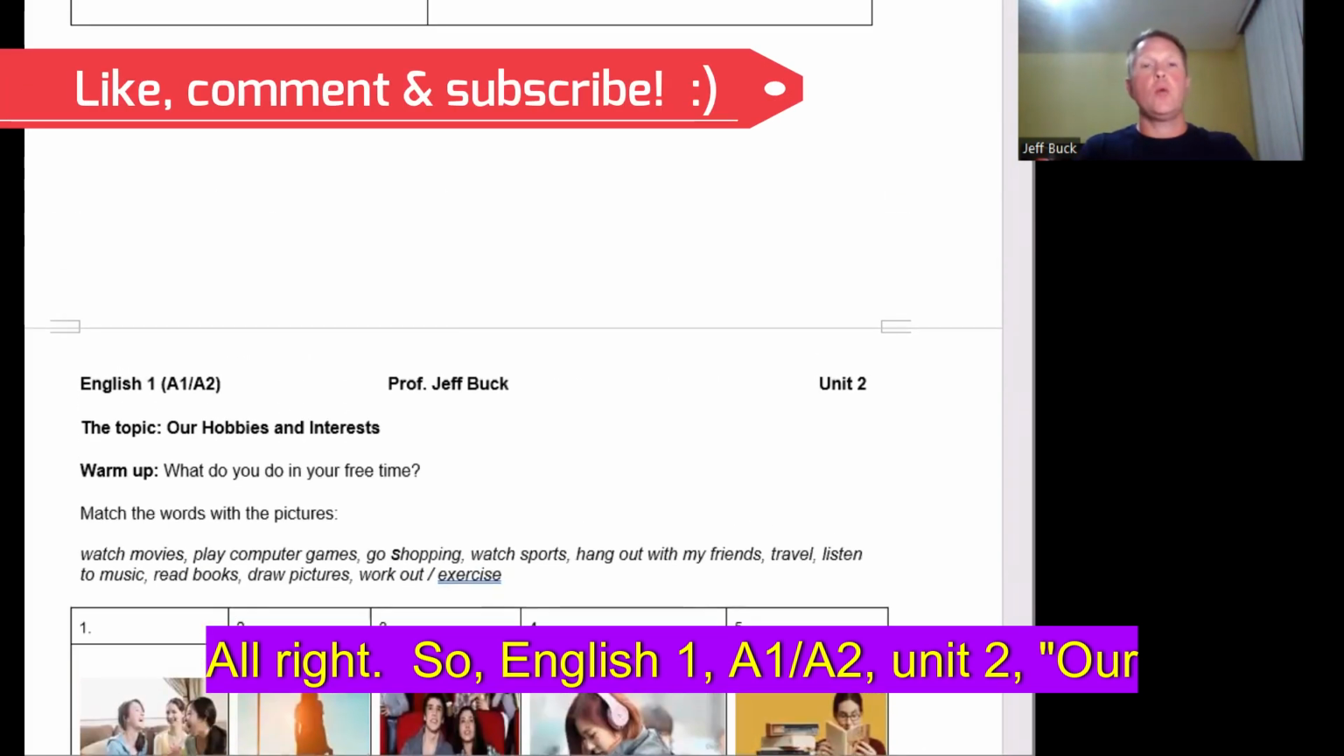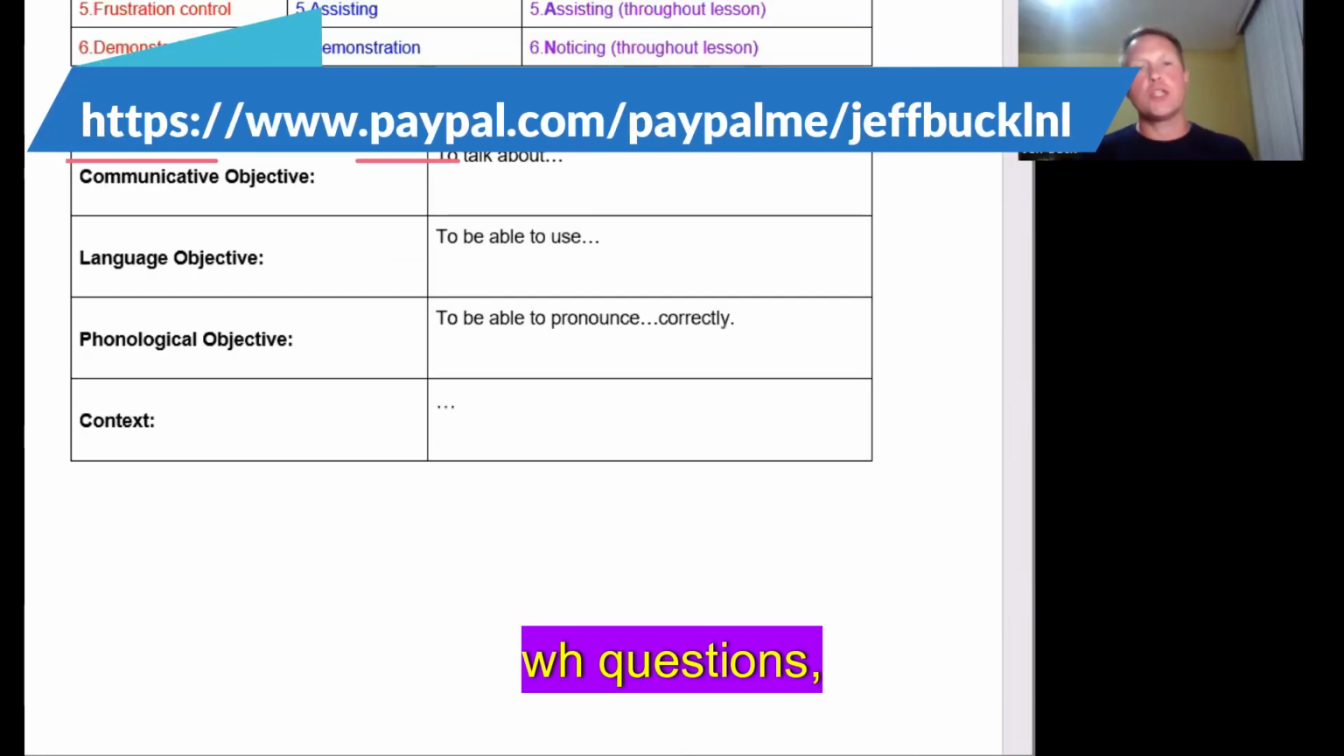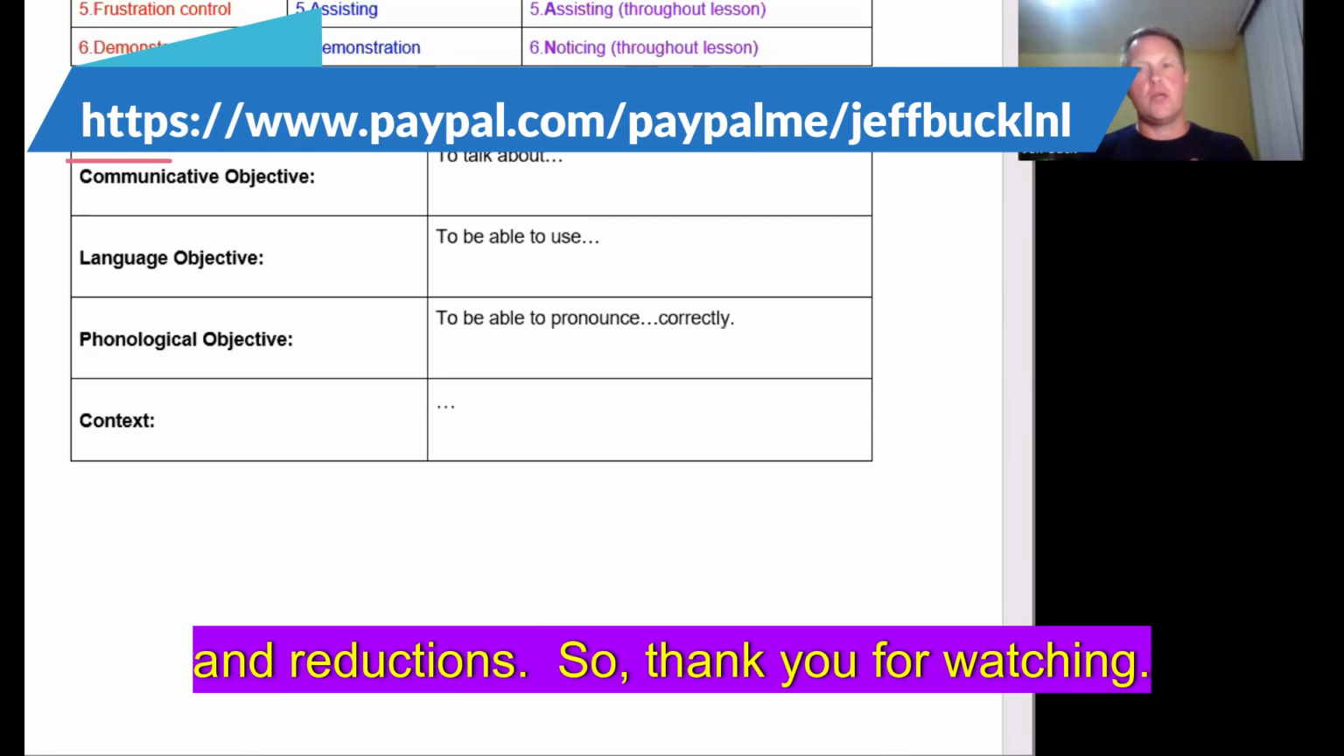English 1, A1, A2, Unit 2 are hobbies and interests, WH questions, and reductions.